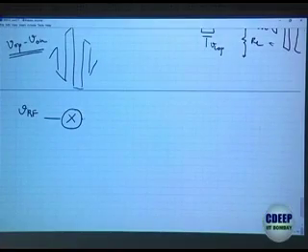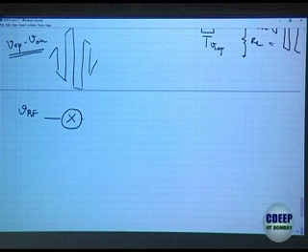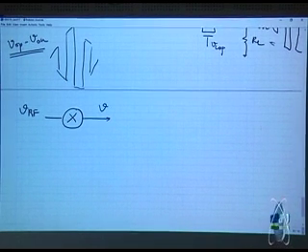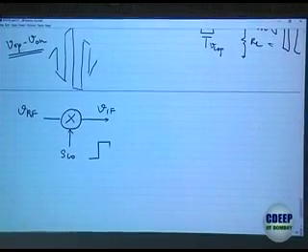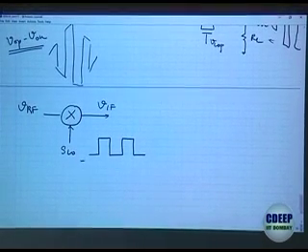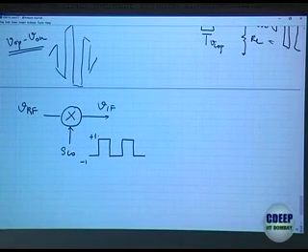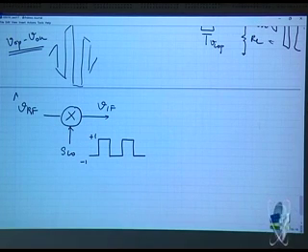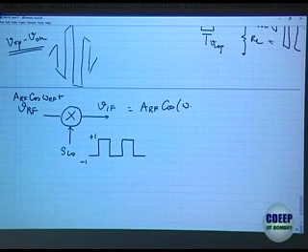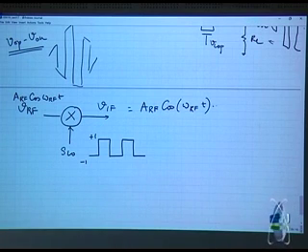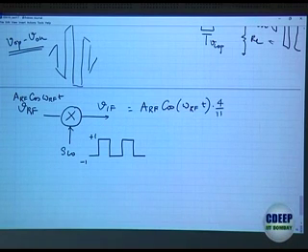So what you have here is a mixer, and you have VRF and a VIF. This is your SLO. However, what's going on here is the following: it's minus 1 and plus 1. That's what is going on in your switching function. And VRF is given by ARF cos omega RF t. So what's the IF output going to be? ARF cos of omega RF t times 4 divided by pi cos of omega LO t.